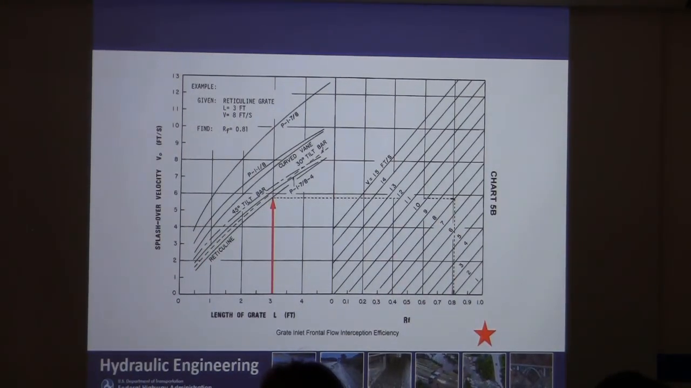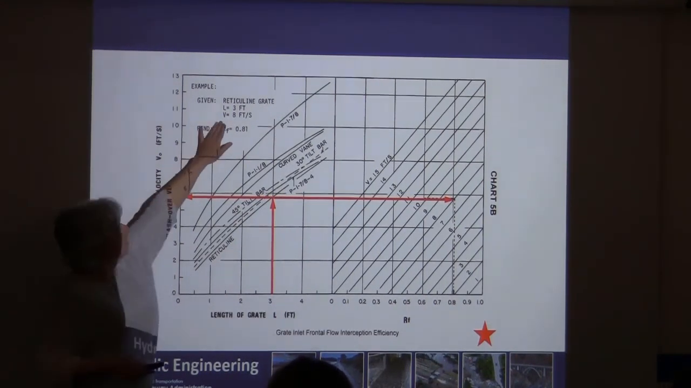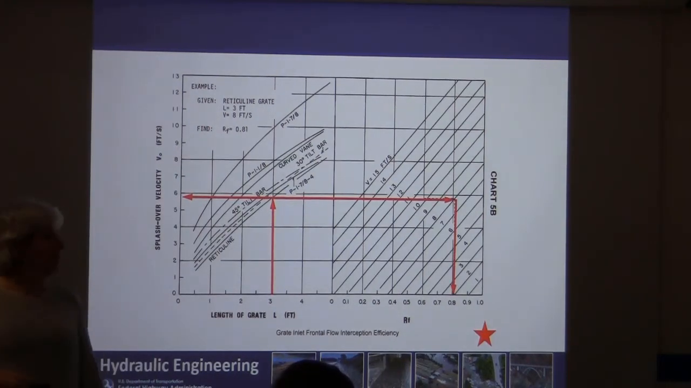In this case, it's a reticulum grate, and our splashover velocity is about 0.58, somewhere in there. You can come over to your 8 feet per second, which is what they're telling us we have here, and come down, and your R sub f is about 0.81. So that's a lot better than that equation.